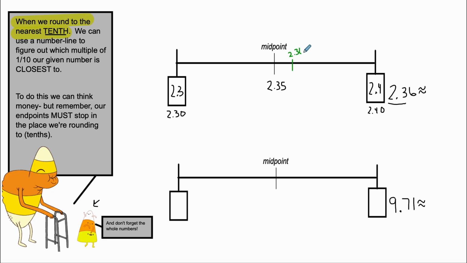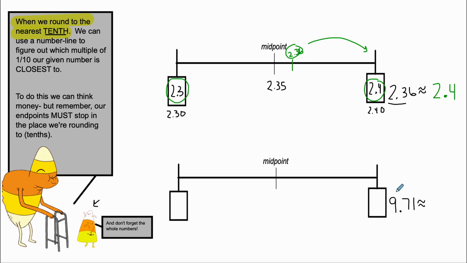$2.36. Cool. So now we can think, what multiple of 1/10 is it closer to? Is it closer to 2 and 3/10 or 2 and 4/10? Since it's past the midpoint, it's going to be closer to 2 and 4/10, so we're going to round it to 2 and 4/10, just like that. As you can see, I kept the whole number, and I stopped in the tenths place.